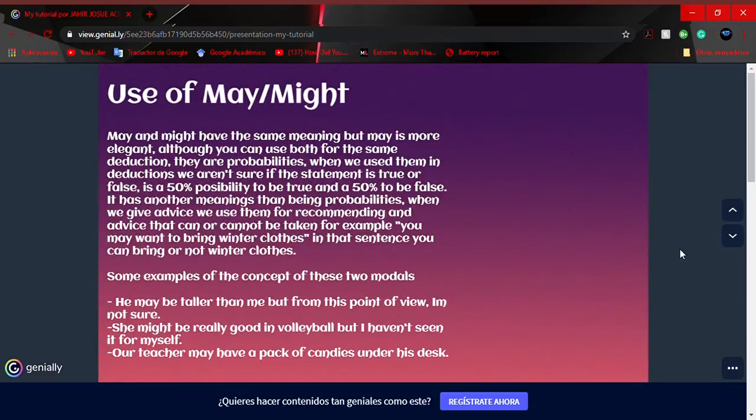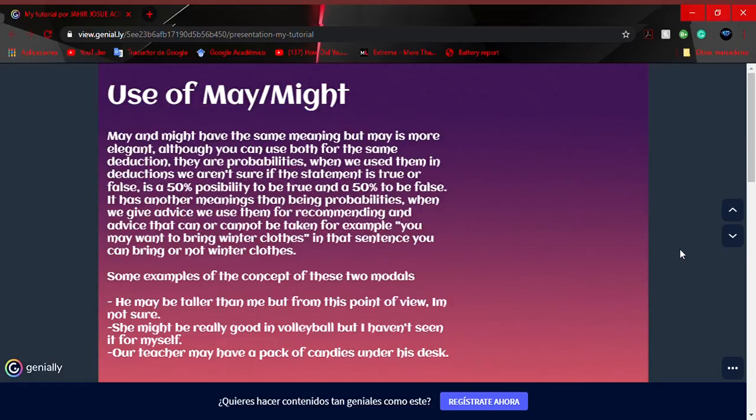And we go to may and might. May and might are actually the same. We can use them like the other one. Right here, we are not sure if that can happen. We are not completely sure. It's that 50-50 to be false or to be true.